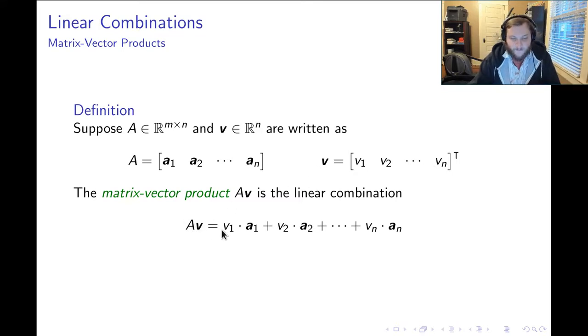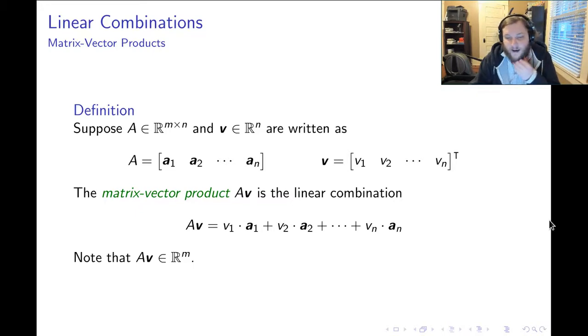So A times V can be found by taking the first scalar inside of the vector V and multiplying by the first column of A. Then we take the second scalar inside of the vector V and multiply by the second column of A. And we keep doing this until we get to the last scalar in V, where we multiply by the last column of A, and then we add everything up. So to take a matrix vector product is to take a linear combination of the columns of A, where the scalars we use to build the linear combination come from the vector V.